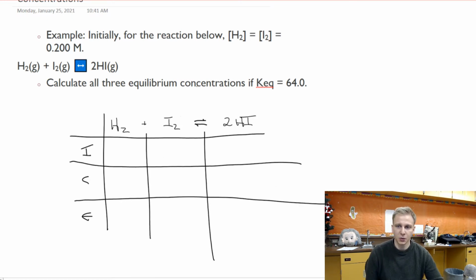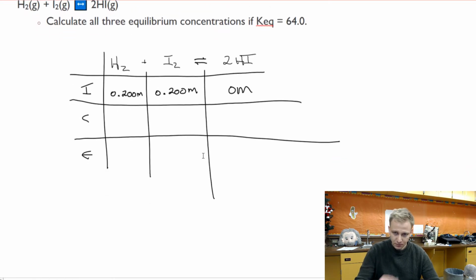Okay, so what we know from this question so far is that we're starting off with 0.200 molarity of both the H2 and the I2. And what I said in the last video was that if we aren't given a product's concentration initially, we are going to assume that it starts at 0 molarity. Now we don't know what any of the E column values will be yet.